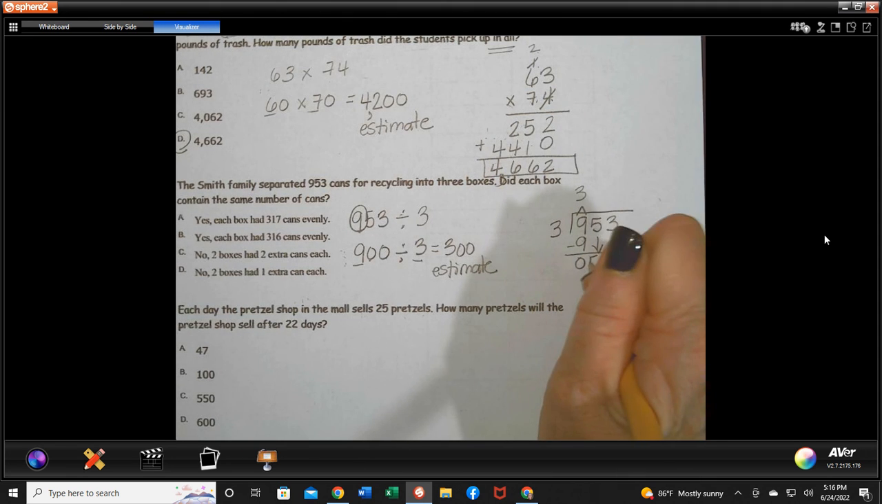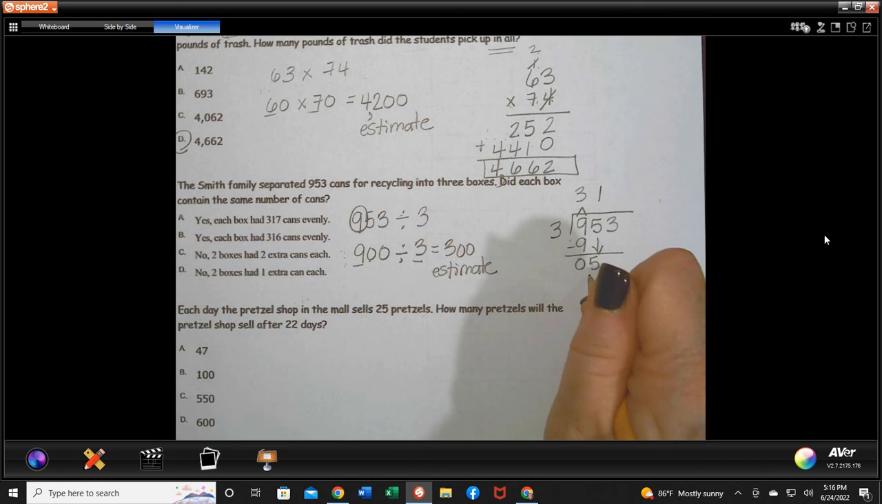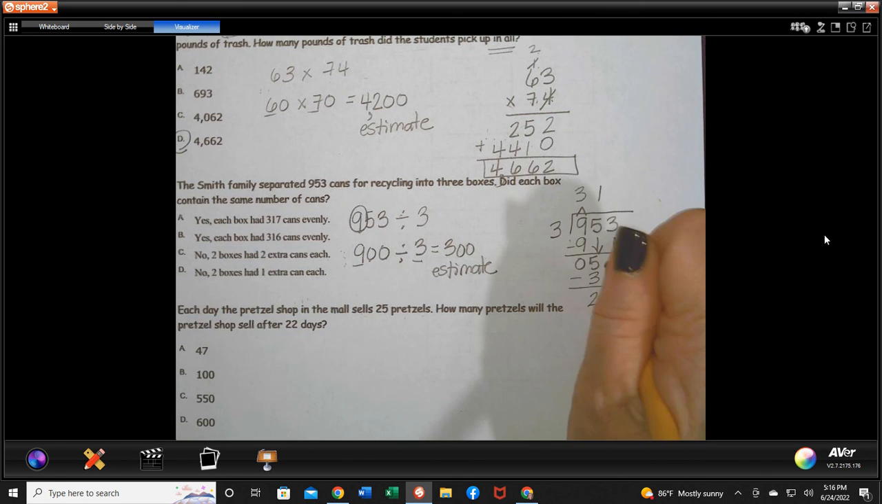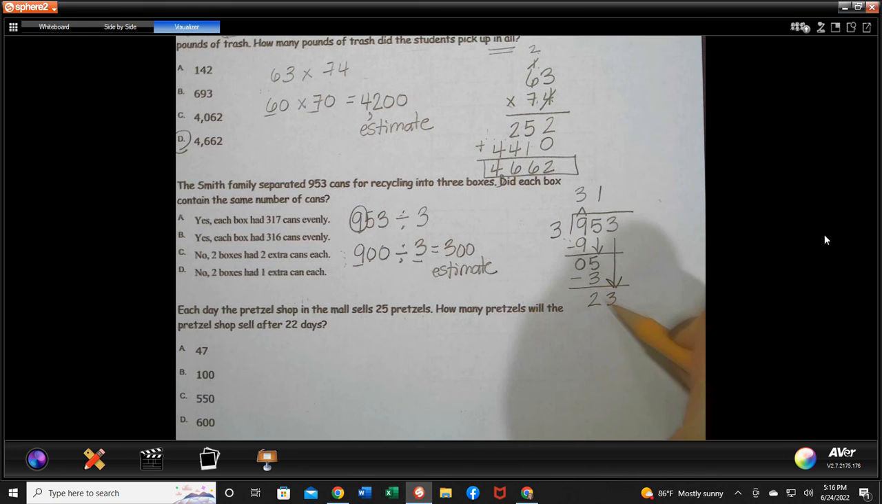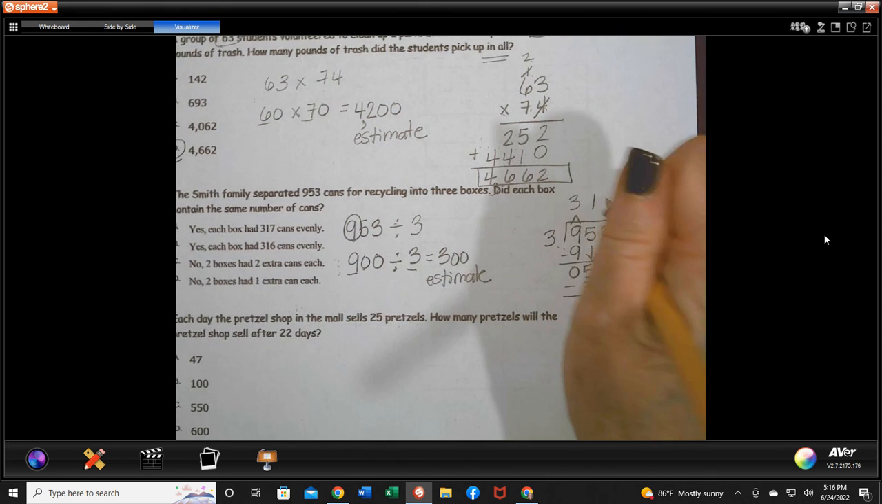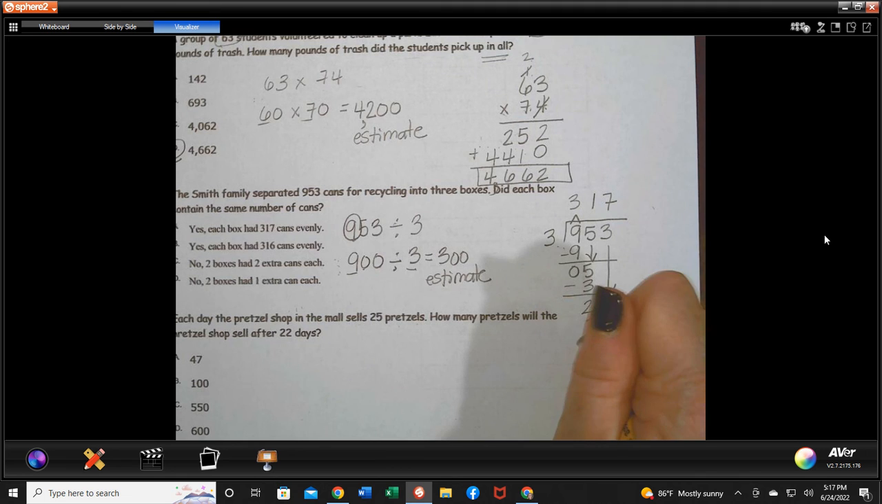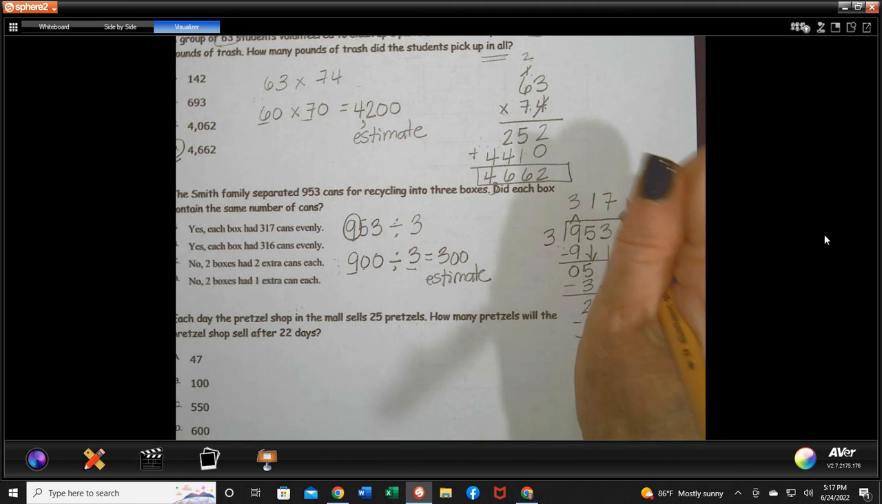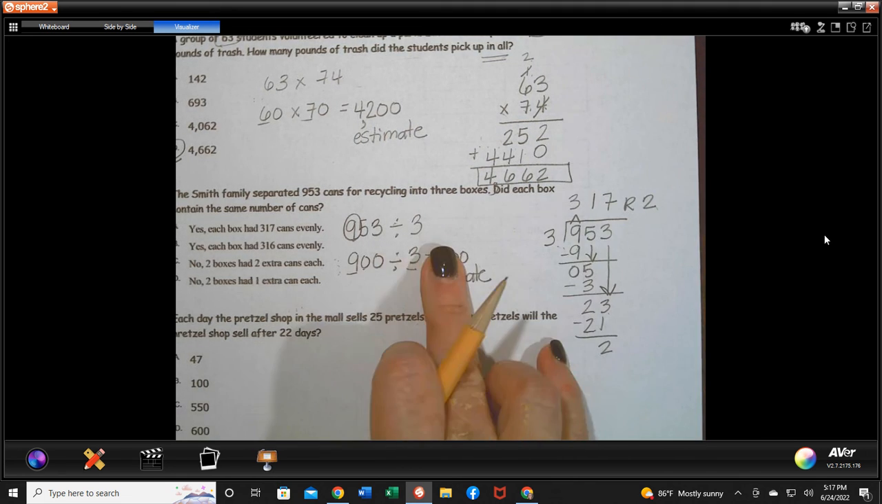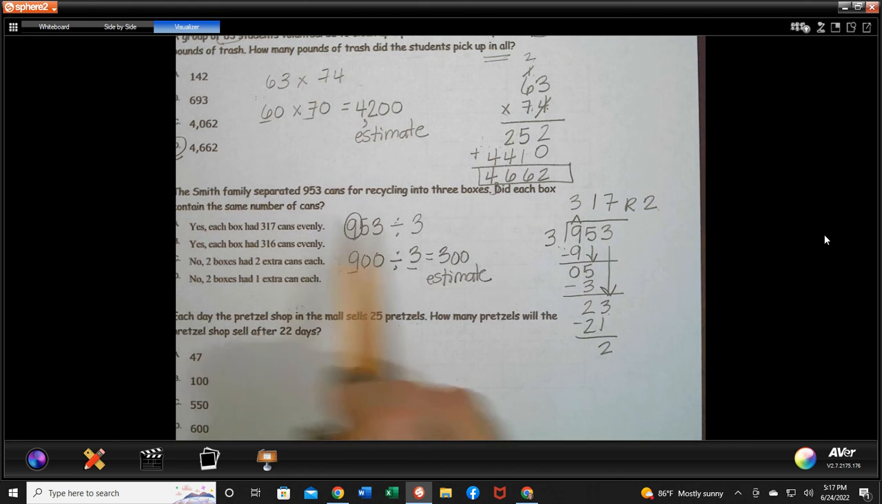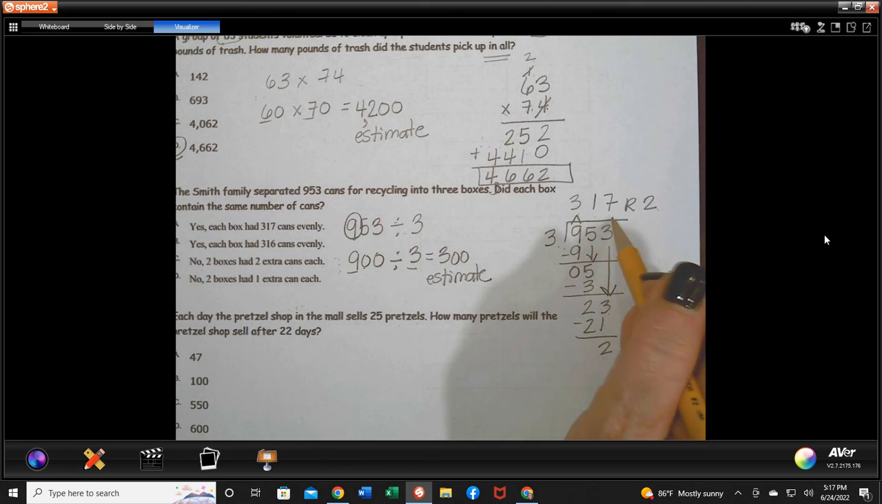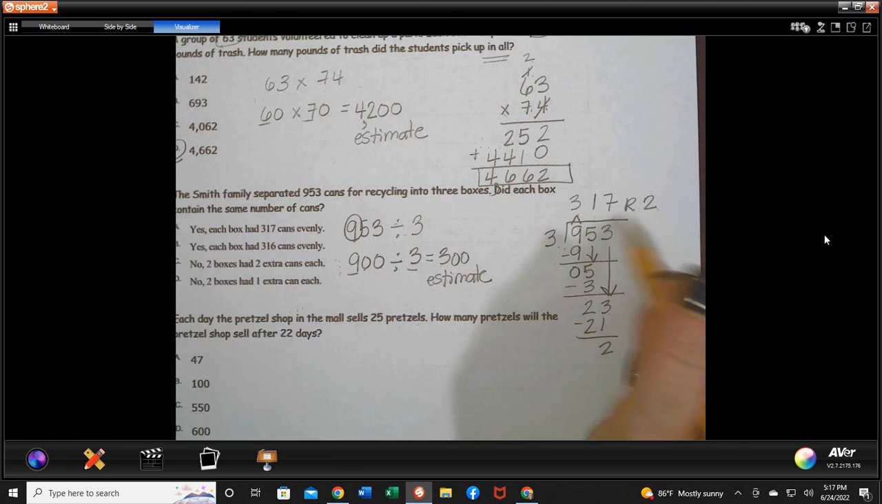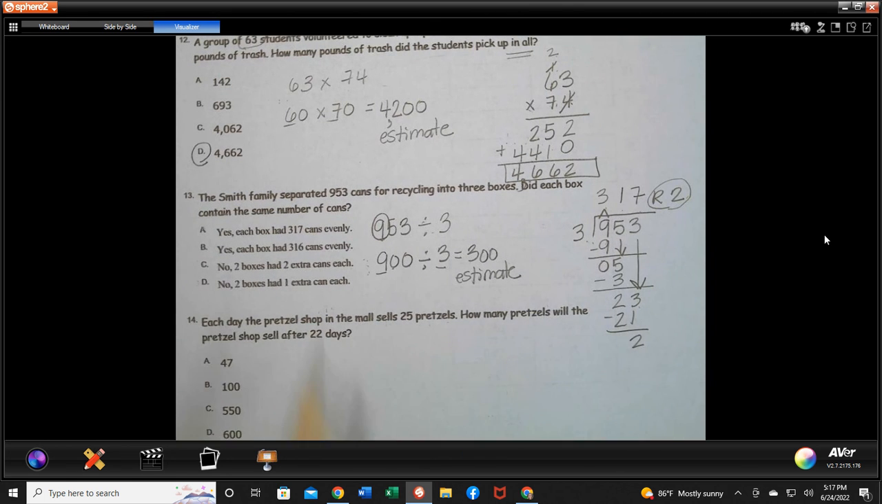Subtract, bring down. 3 will go into 5 1 time. 1 times 3 is 3. Subtract, bring down. 3 will go into 23 7 times. 7 times 3 is 21. And then I have 2 left over. So what that means is if they have 953 cans and they're dividing them into 3 boxes, each box will have 317 cans in it, and then there's going to be these 2 left over. So the answer is not yes. The answer is no.